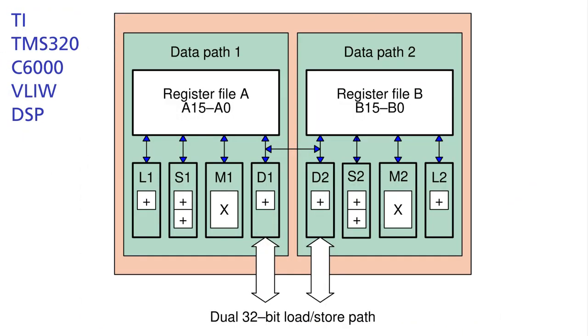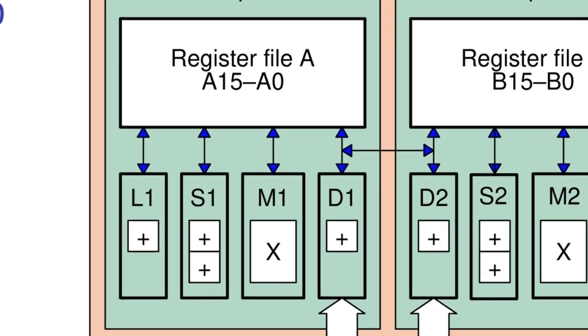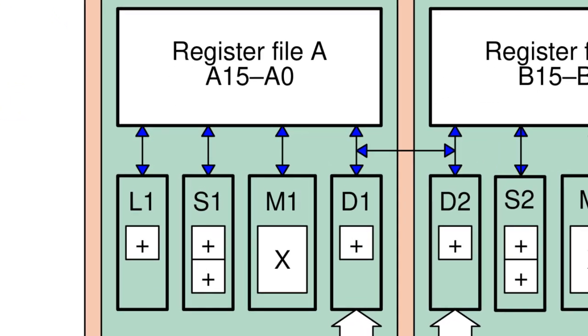Here's a block diagram of the main data path of the C6000, which consists of a pair of 16-entry 32-bit register files coupled to two groups of 4 functional units. For the most part, each register file serves its group of functional units, but a limited amount of communication between the two groups is allowed.